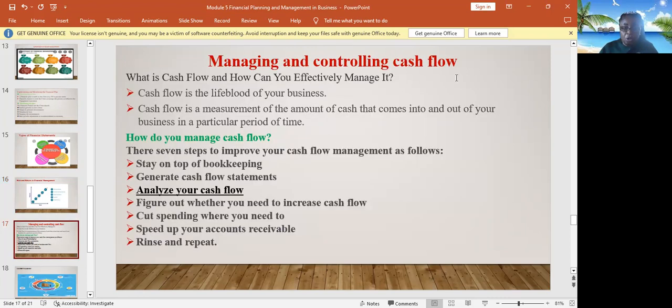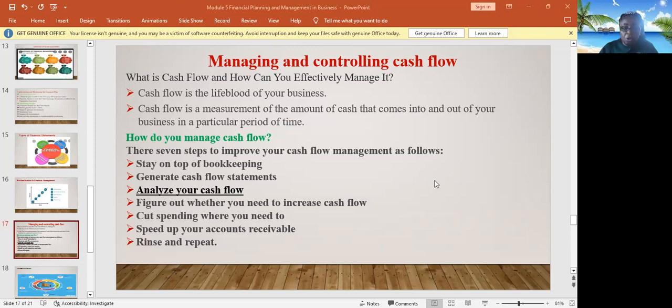So managing and controlling cash flow. How do you go about this? Then what is cash flow and how can you effectively manage it? Cash flow is the lifeblood of your business. Cash flow is a measurement of the amount of cash that comes into and goes out of your business in a particular period. That's income and expenditure.